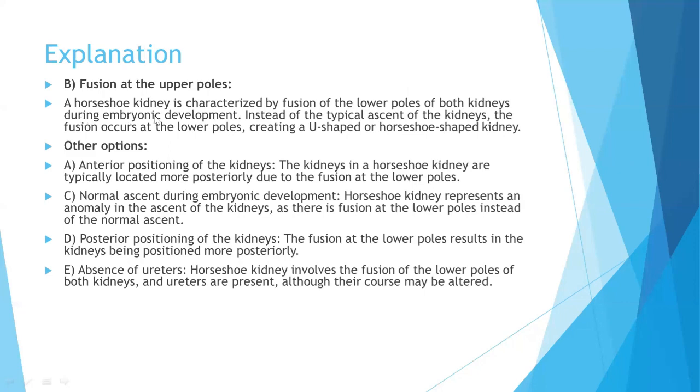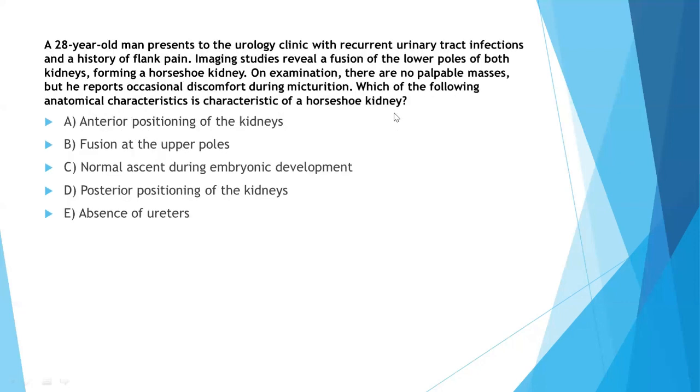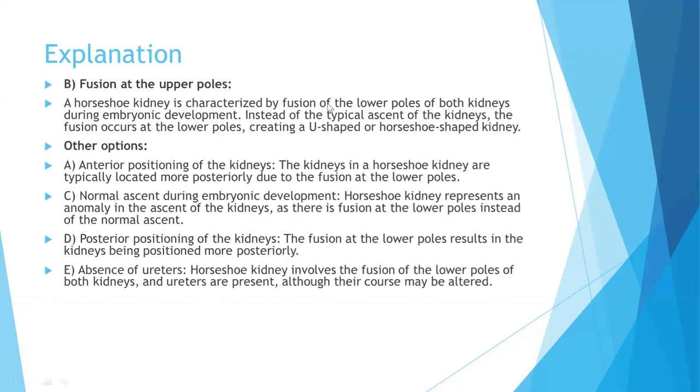So horseshoe kidney is characterized by fusion of the lower pole. Okay, so this is lower pole. Fusion at the lower pole, and it gets trapped in an artery. Sorry for that. So fusion at the lower pole is a characteristic of horseshoe kidney disease, and instead of the typical ascent of the kidneys, the fusion occurs at the lower poles, creating a U-shaped or horseshoe-shaped kidney.